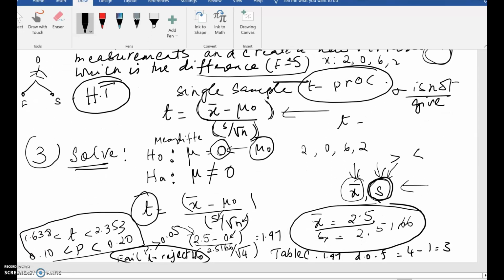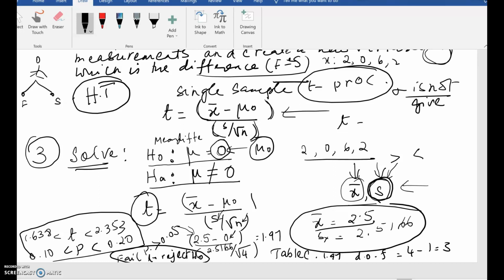Solve, that is step 3. First thing to write down is the null and alternative hypothesis. So these are a data set, which is the difference. The minute you take the difference, it becomes a matched pair problem, right? This is what the null and alternative hypotheses for the matched pair problem look like.